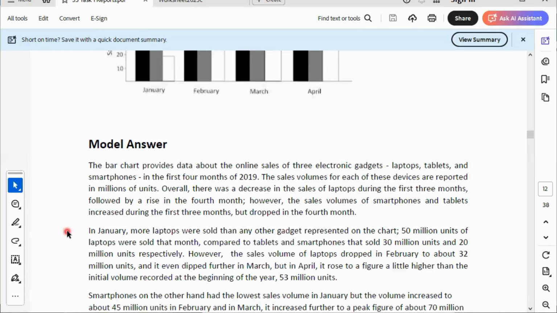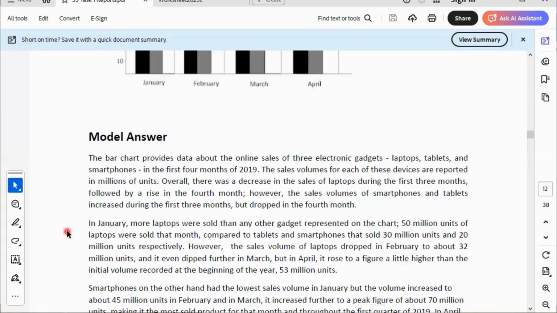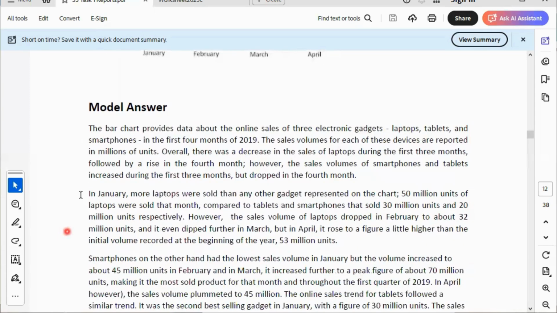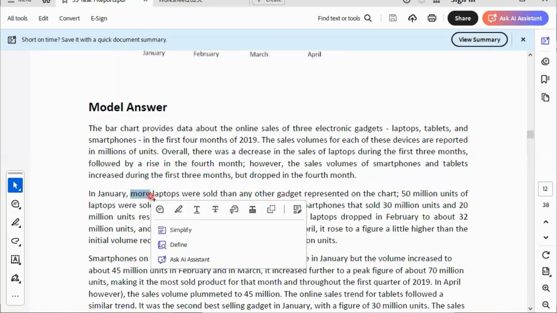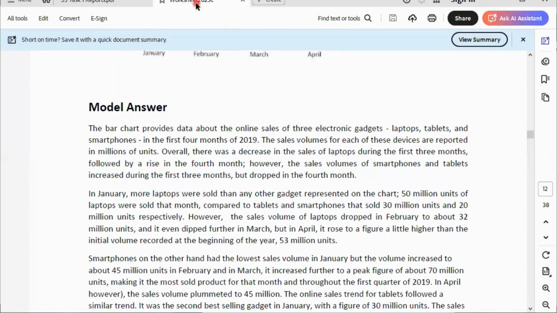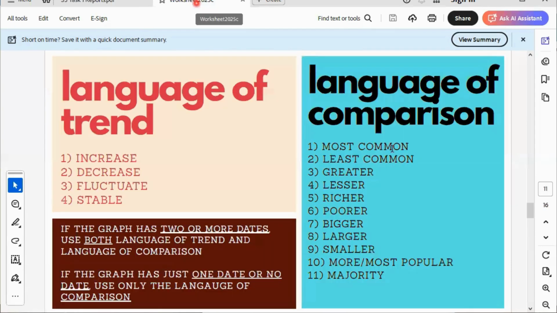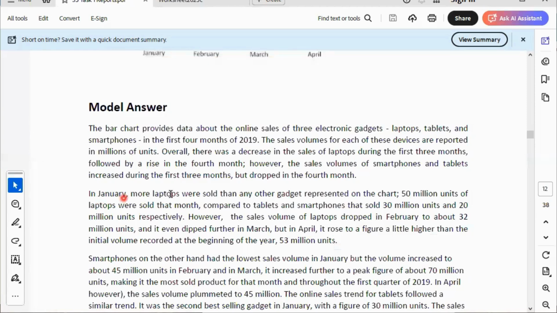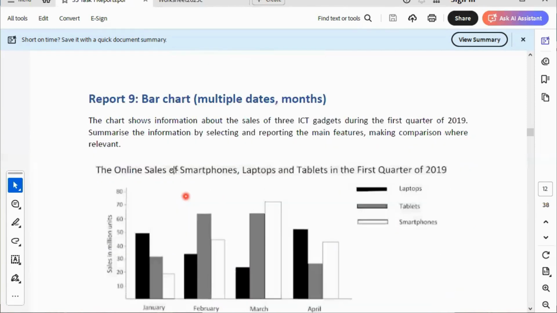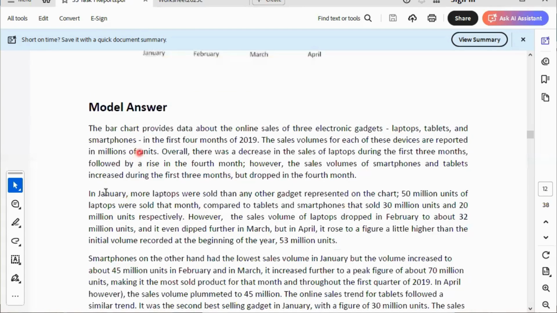So in the main body, the person will now pick those gadgets one by one. Look at it. In January, more laptops were sold. Can you see language of comparison? More laptops. I'm not sure if more is on that list. Let me check that list that I gave you earlier on. More. Can you see that more is okay? Number 10 is there. Though it's more popular, but more. Just pick this part. In January, more laptops were sold. Can you see we are making comparison where relevant? Can you see comparison being done here?